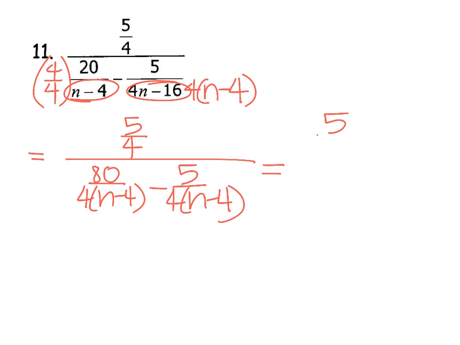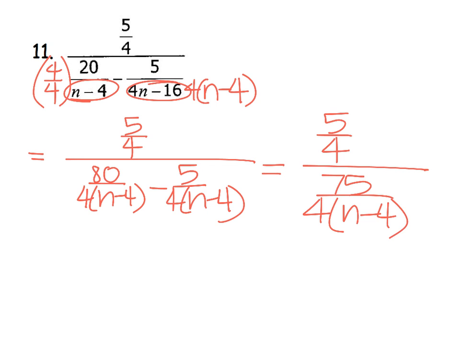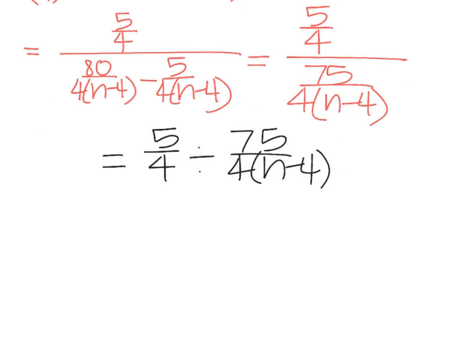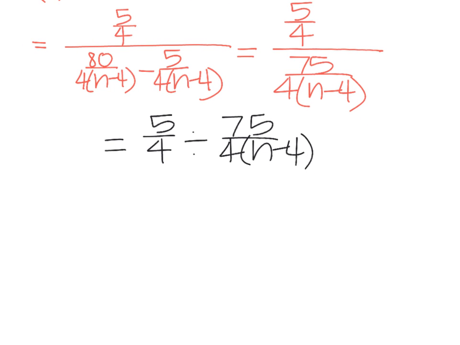We get 5 over 4 divided by 75 over 4n minus 4. Now we've got a single fraction in the numerator and a single fraction in the denominator, so we just want to rewrite this as a division problem: 5 over 4 divided by 75 over 4n minus 4. Then we want to copy, change, change. Copy the first one, 5 over 4, change it to multiplication, flip the second fraction.